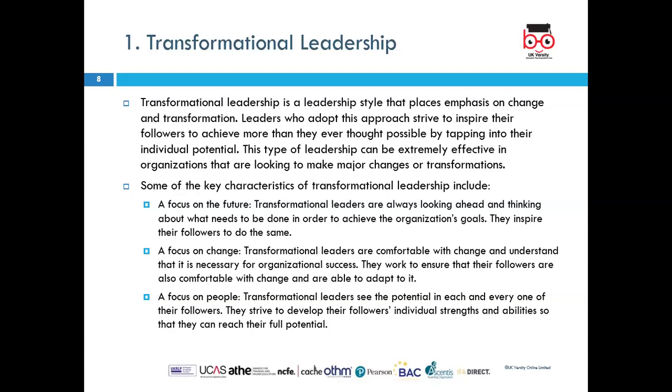And then the third is a focus on people. If a leader works on this particular aspect of transformation, they see the potential in each and every one of their people, their staff, their colleagues, and their ultimate goal should be to strengthen their abilities also. If that change is happening, is it detrimental to someone? That shouldn't be the case. So in transformational leadership, there is a change going to happen, and that change should be positive for everyone who is a part of this team.